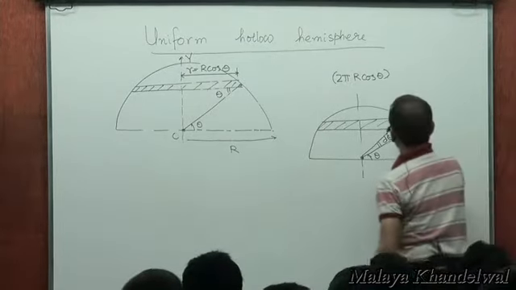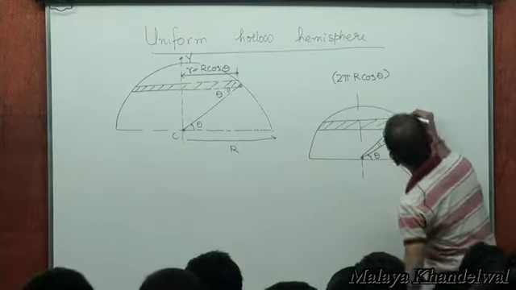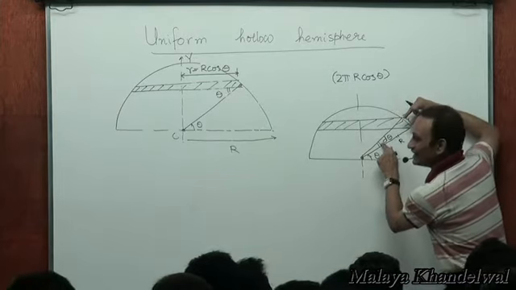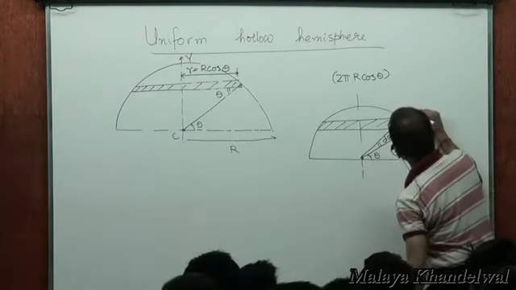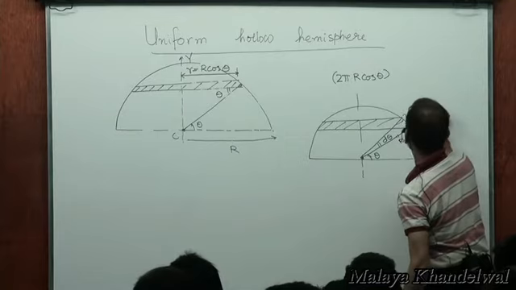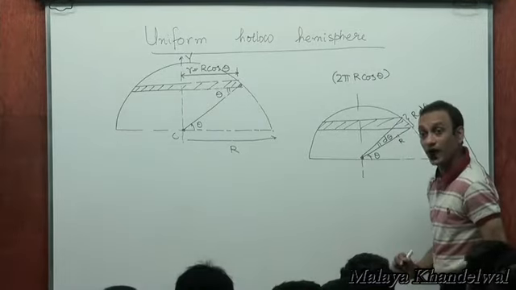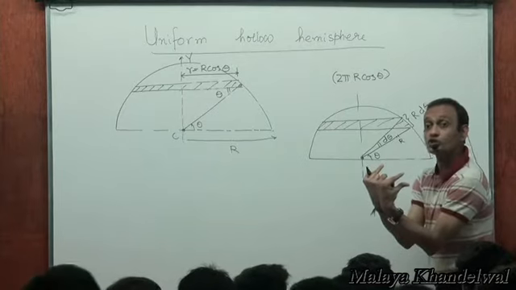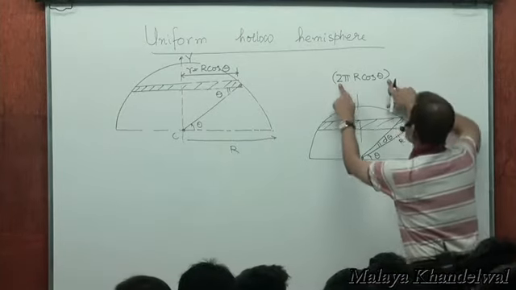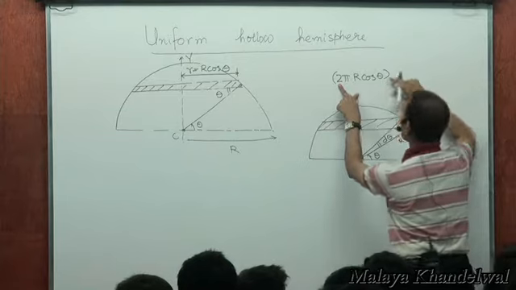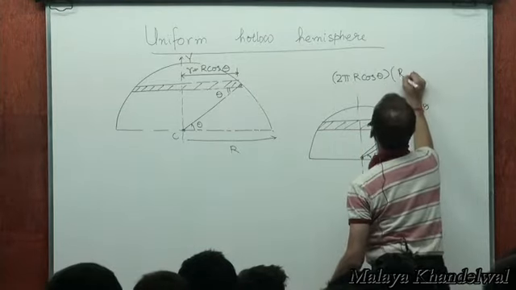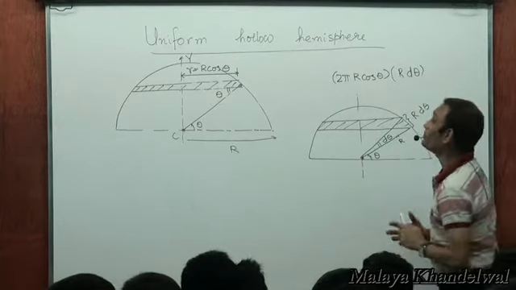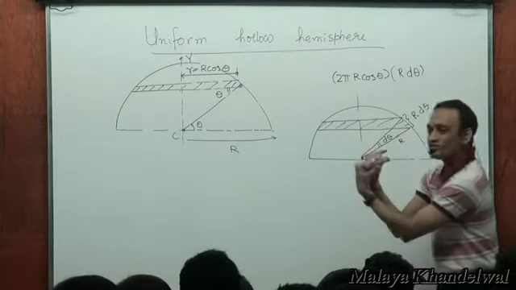So if this is r, then realize that this is the thickness. This arc is subtending an angle d theta at the center. So the length of this arc is going to be r d theta. Yes or no? The length of this arc is going to be r d theta. That's also the thickness of the shaded portion. Right. So the circumference of the ring, which is 2 pi r cos theta, into r d theta, which is the thickness of the ring, will give me what? The area of the shaded portion.